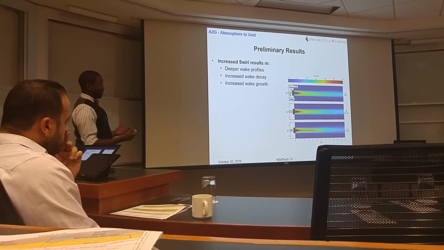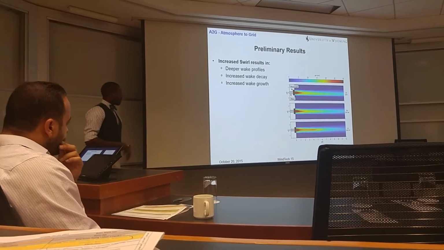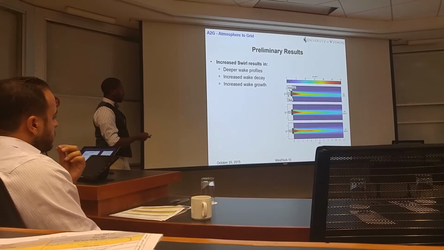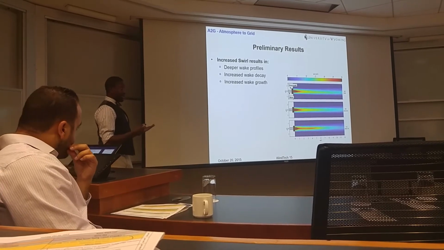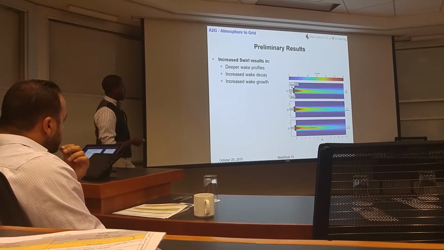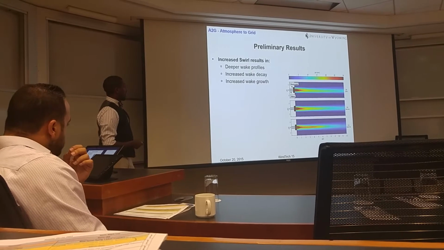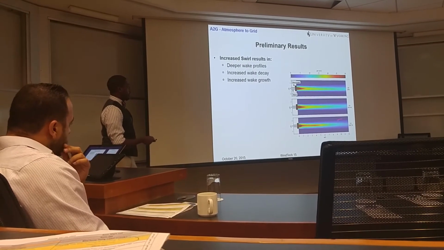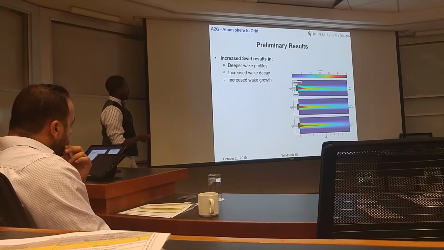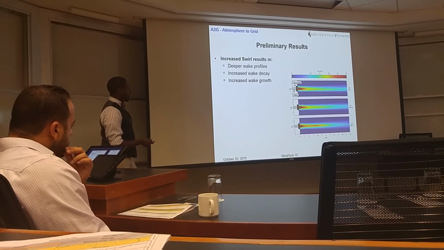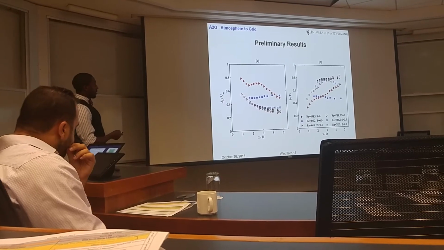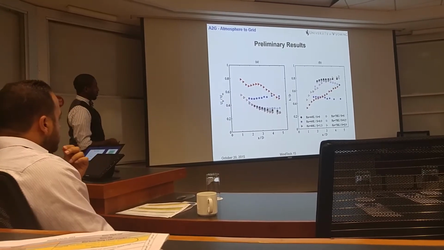And so this is getting to preliminary results. This is our first initial setup. The first thing you note is we pre-swirl, and the swirl is going down this way. By swirl, we're talking about the ratio of angular momentum imparted to wake deficit. We get much deeper wakes, right? But we also get increased wake decay. So if you look down here, it's much fainter. But we also get increased wake growth. It's a little bit wider. We can show this a little bit better in the next plots, where this is centerline velocity normalized by the free stream.